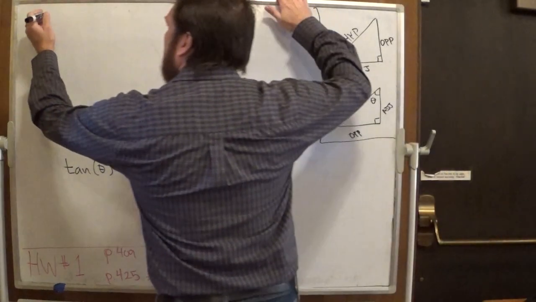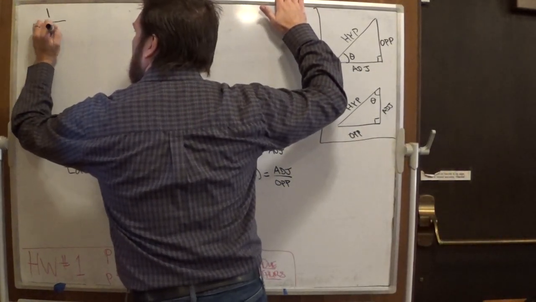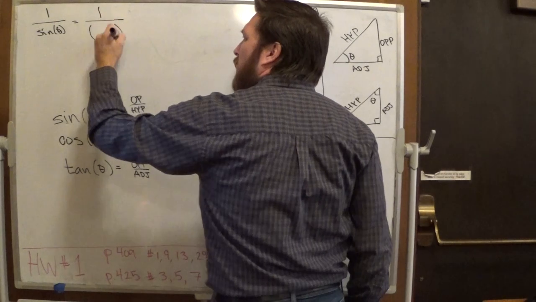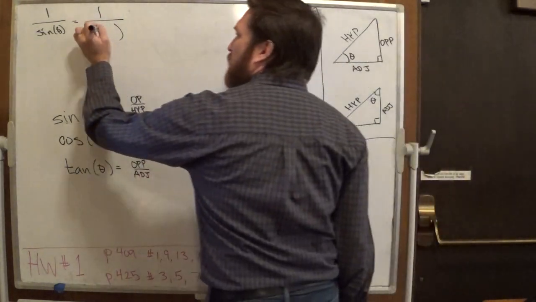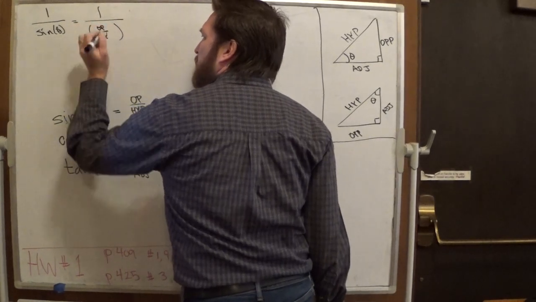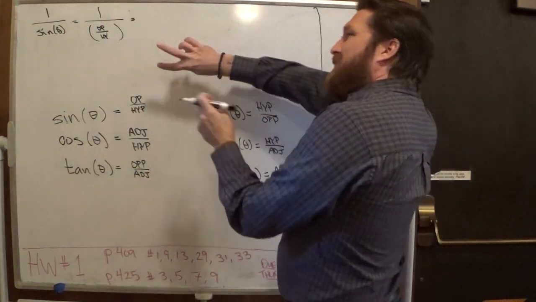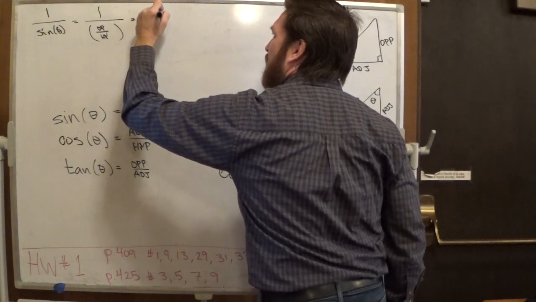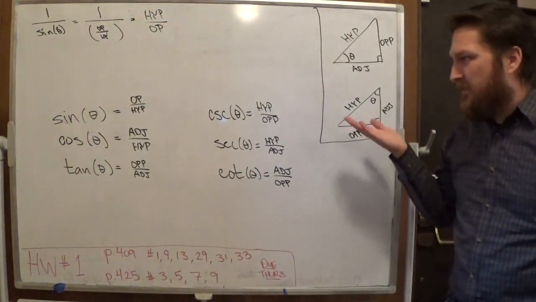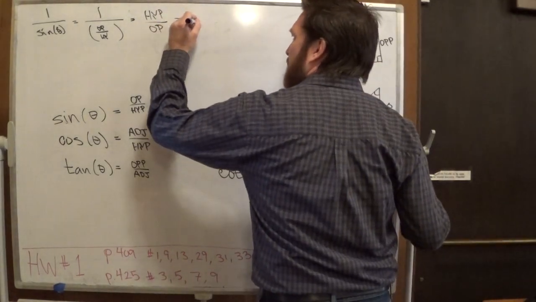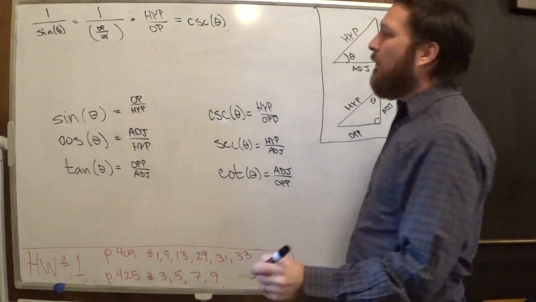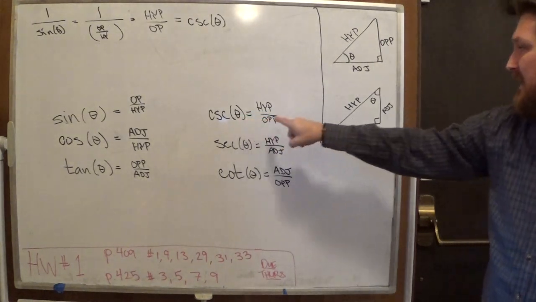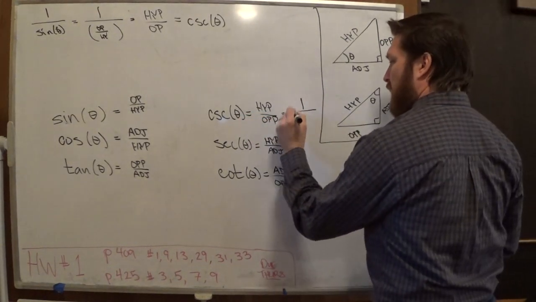Check this out. Let's go 1 over sine theta, because I was just talking about reciprocals, right? So let's just think about what this is. This is 1 over what? What's sine theta? It's opposite over hypotenuse. So that's 1 over opposite over hypotenuse. Which is the same thing as, divide by a fraction, you multiply by the reciprocal, so that's 1 times hypotenuse over opposite. Which one of those is this? Cosecant theta. And so this is the same thing as 1 over sine theta.